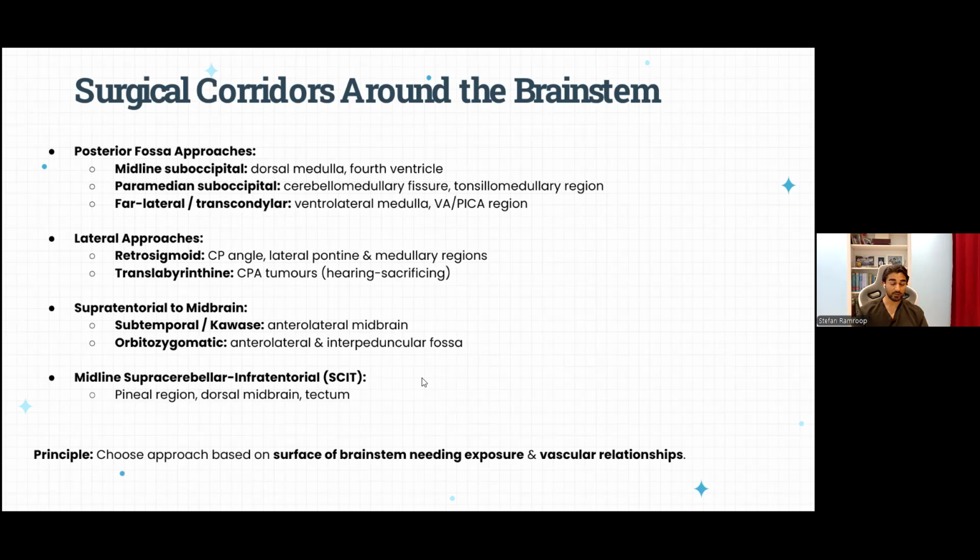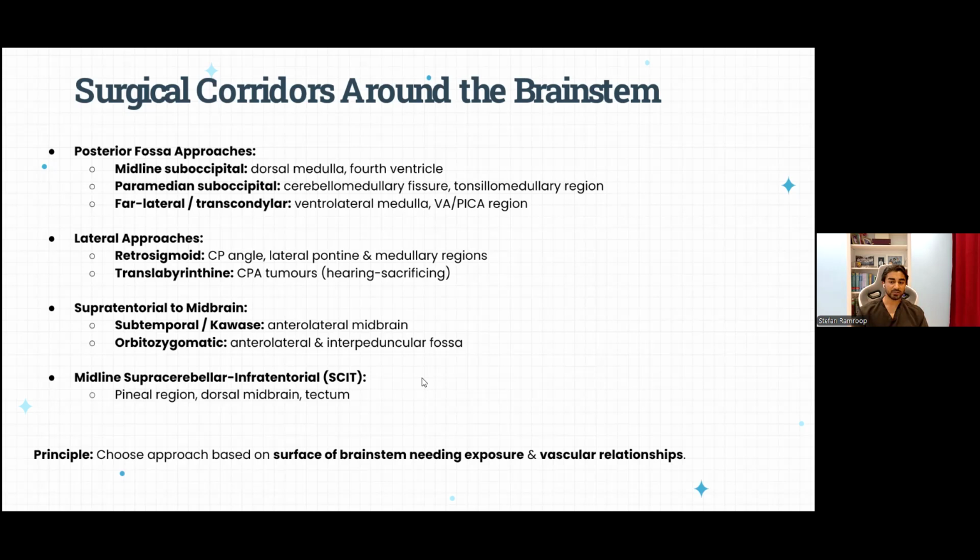The paramedian suboccipital corridor, including a cerebellomedullary fissure approach, provides a more direct path to your tonsillomedullary region without the need for cerebellar retraction. If you wanted more anterior exposure, the far lateral or transcondylar approach allows access to the ventrolateral medulla, including PICA aneurysms, lower cranial nerve schwannomas, and foramen magnum meningiomas. Lateral approaches, like retrosigmoid, provide access to the cerebellopontine angle and the lateral pons and medulla. Translabyrinthine approaches are reserved for cases where hearing preservation is not possible or not required.